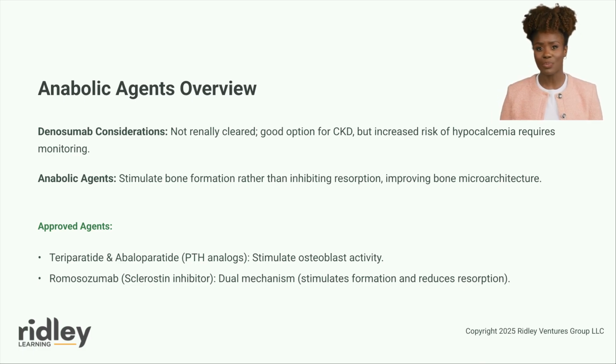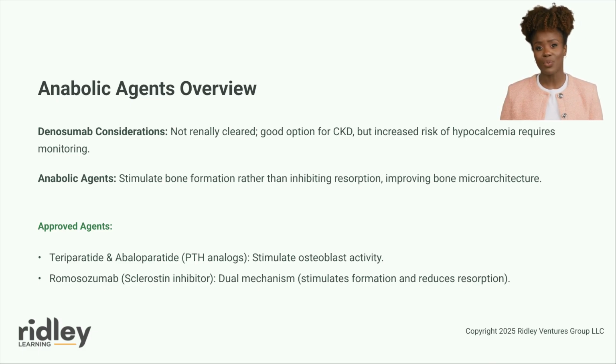and atypical femoral fractures. Now let's discuss anabolic agents, which represent a distinct pharmacologic approach that stimulates bone formation rather than inhibiting resorption. This results in net addition of new bone tissue and improvements in bone microarchitecture. 3 anabolic agents are currently approved for osteoporosis treatment: teriparatide, abaloparatide, and romosozumab.